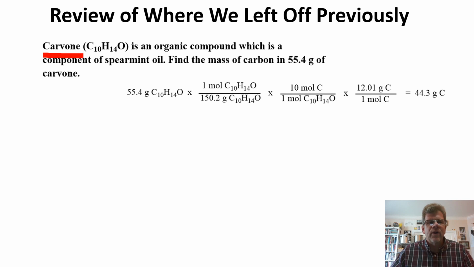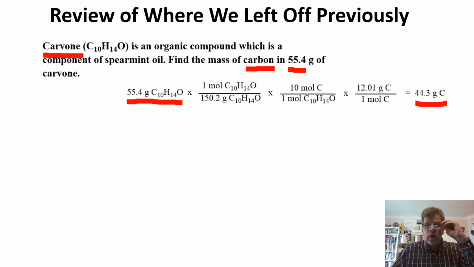Last time this is what we ended with. We had a certain amount of this carvone compound, C10H14O, and it's asking for just the mass of carbon in 55.4 grams of that compound. And we found that in 55.4 grams of carvone, 44.3 grams of that is attributable to just the mass of carbon. It's sort of useless information, but we're trying to make a point here.